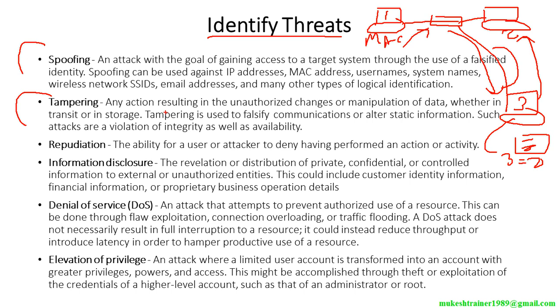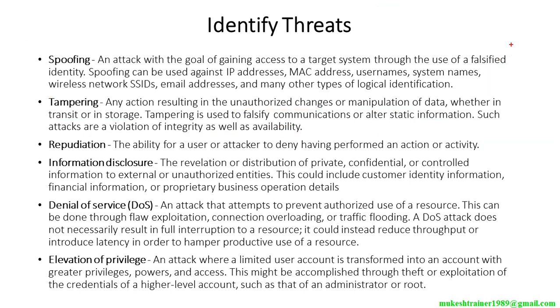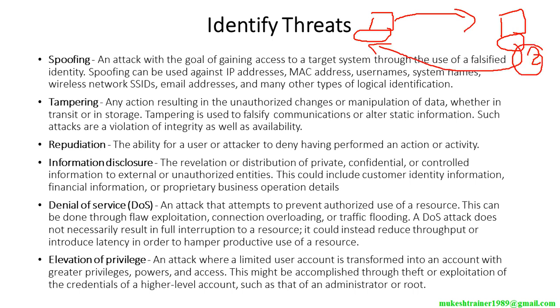Next is tampering. Any action resulting in unauthorized changes or manipulation of data, whether in transit or storage. Tampering is used to falsify communication or alter static information, such as an attack or violation of integrity. I have explained tampering earlier as well, like user 1 is sending something to user 2. What user 2 receives, he will check with the hash algorithm, that the data was sent by PC1 if the data and hashing algorithm match. If not, the data has been tampered with and he will discard the data.